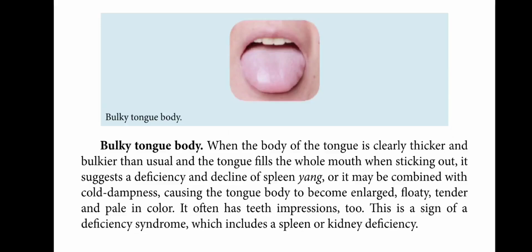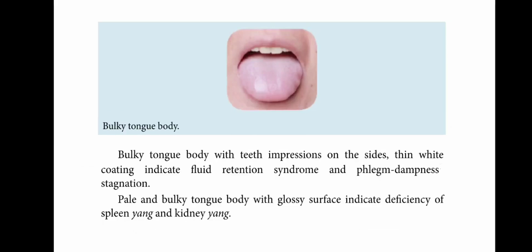When the body of the tongue is clearly thicker and bulkier than usual, and the tongue fills the whole mouth when sticking out, it suggests a deficiency and decline of spleen yang, or it may be combined with cold dampness, causing the tongue body to become enlarged, floaty, tender, and pale in color. It often has teeth impressions too. This is a sign of a deficiency syndrome, which includes a spleen or kidney deficiency.